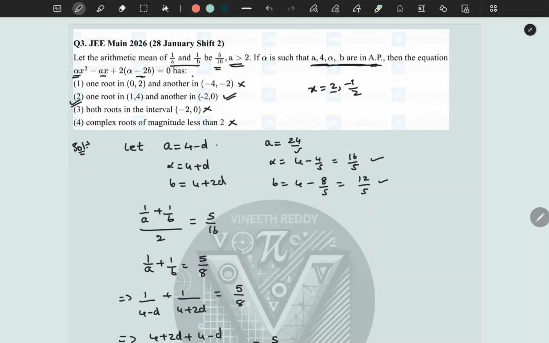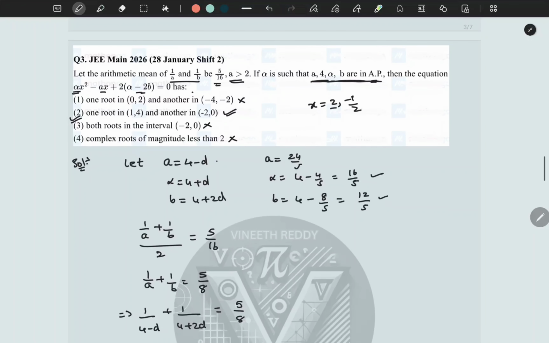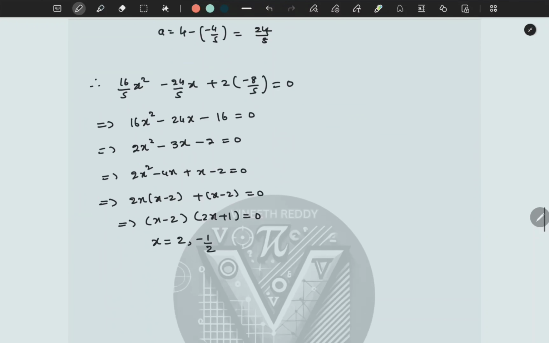Right? Now let us go to the next question, dear students. I hope you understood this. So whenever we have more than one variable, the lesson is we try to write the remaining variables in terms of a single parameter. Right? Now let us go to the next question.